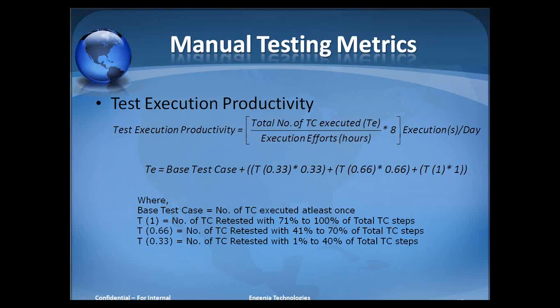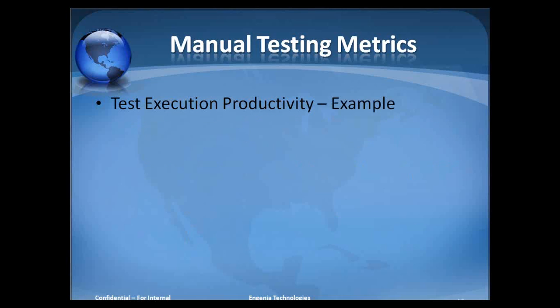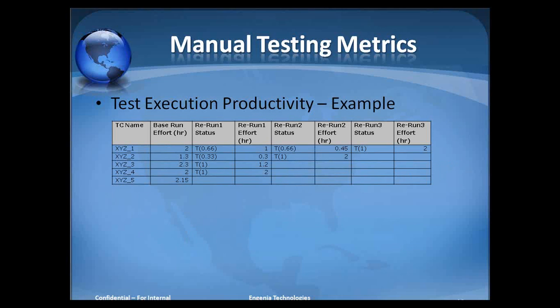So the test case execution rate would be the base test case plus the product of T.33 into 0.33. We are averaging it out. Then plus T.66 into 0.66, which is also averaging, and then T1 into 1. This would give us an adequate rate. I can explain this with the help of an example also.